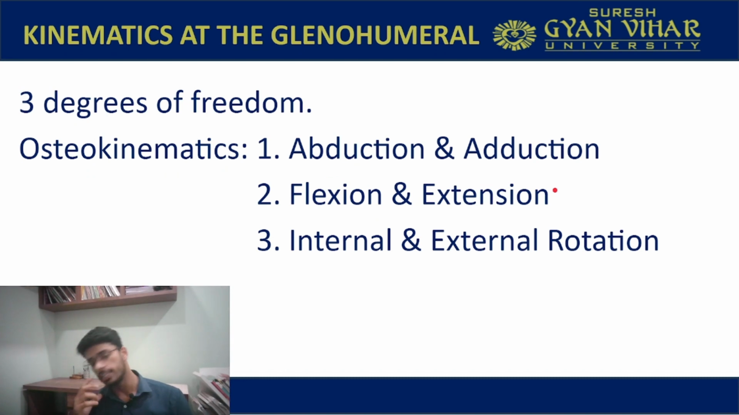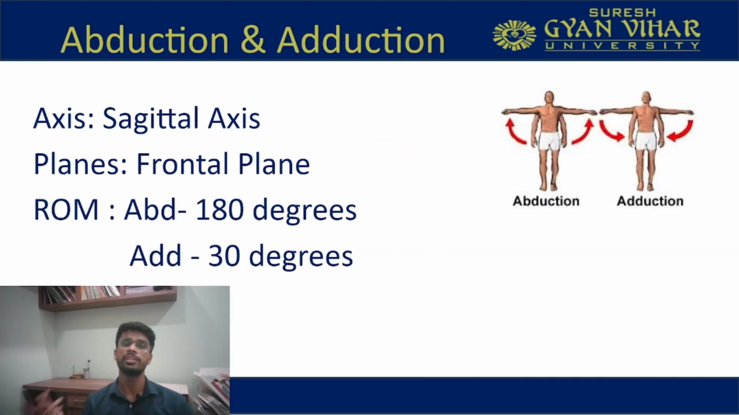Now let's understand the kinematics at the glenohumeral joint. What is the osteokinematics and the arthrokinematics? First of all, we have to understand there are 3 degrees of freedom present, which means that movement is occurring in 3 axes: your frontal, sagittal and your vertical axis. Abduction and adduction is happening in the sagittal axis and the frontal plane. This is a very basic thing and you all are aware of it. And the range of motion is 180 degrees for abduction, and for adduction it is 30 degrees.